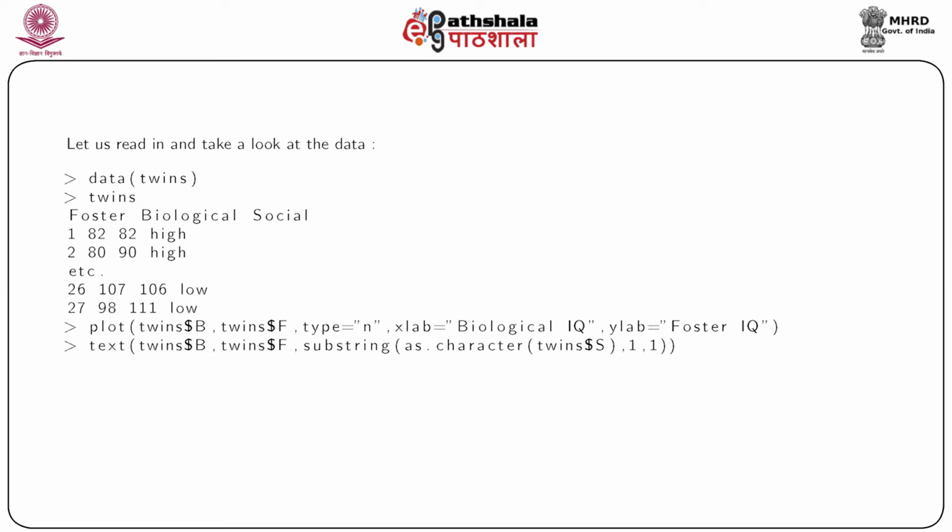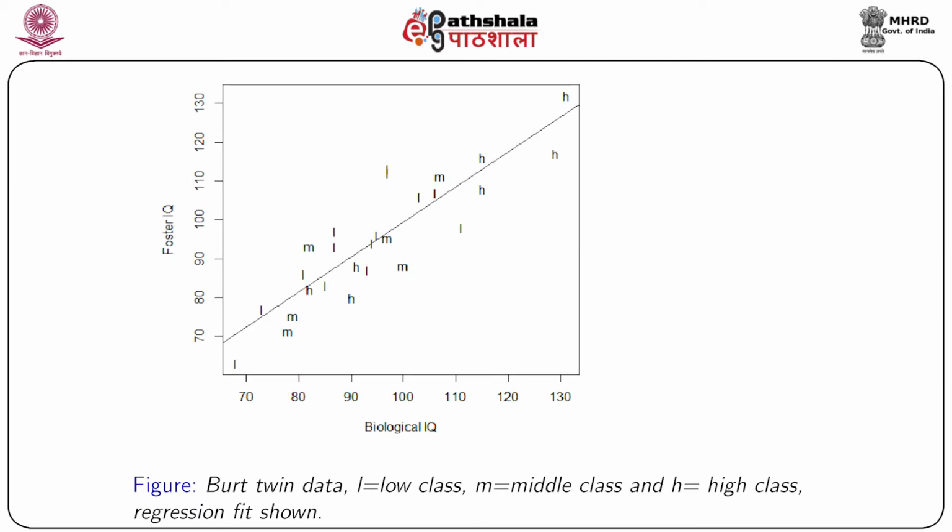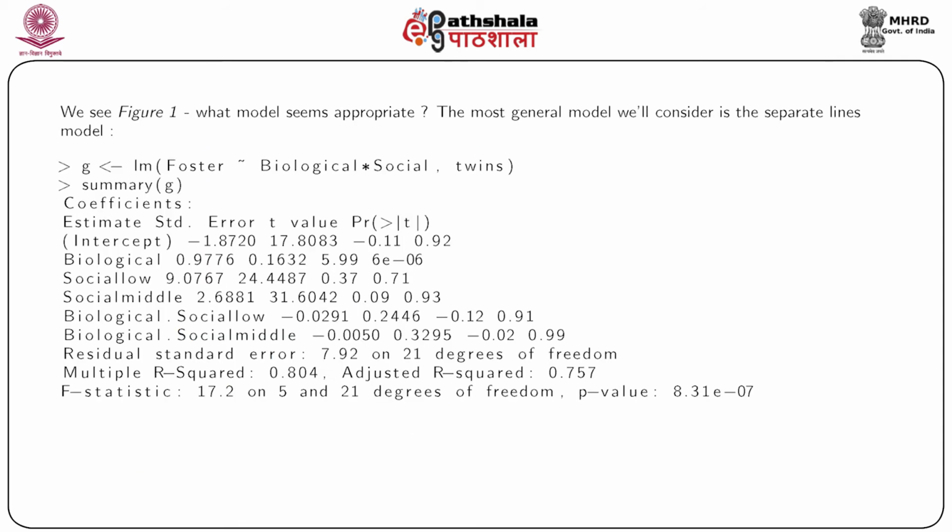Now first let us plot the variables and see what the scatter plot looks like. So we see in the figure that we have twin data. L represents low class, M represents middle class, and H represents high class, and that is what the scatter shows. And the regression line, which is best fitted between the biological IQ and the foster IQ, is also shown in the figure. So what model seems appropriate can be at least guessed from the plots that we have seen. The most general model we'll consider is separate lines for the models.